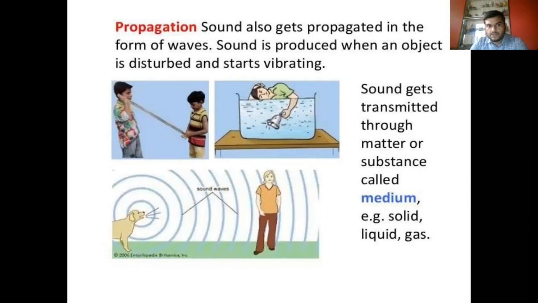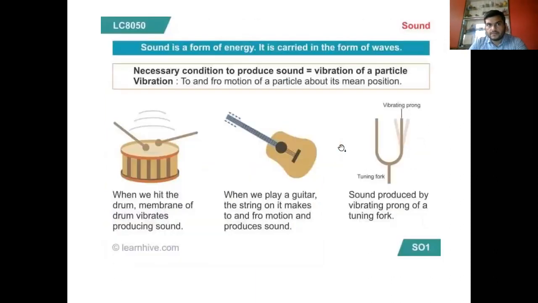In the first picture, it shows the sound going through a wire or a piece of thread. In the other picture, it shows the sound produced inside the water, but it can still be heard. And the other sound is in air. Or when a dog barks, it produces sound waves, which are later heard by a human. So sound gets transmitted through matter or a substance called a medium. This medium can be anything, like solid, liquid, or gas.